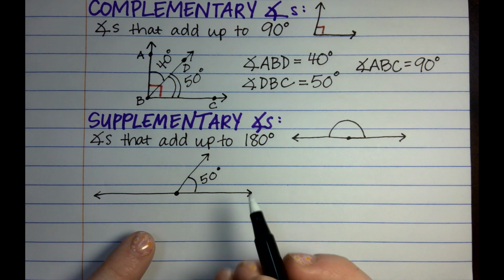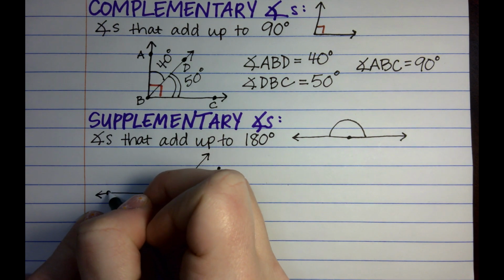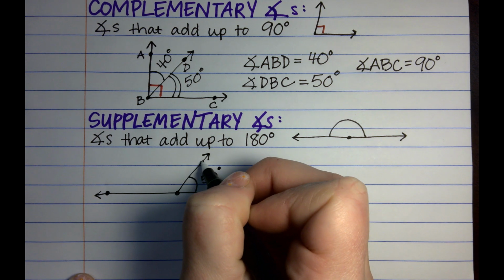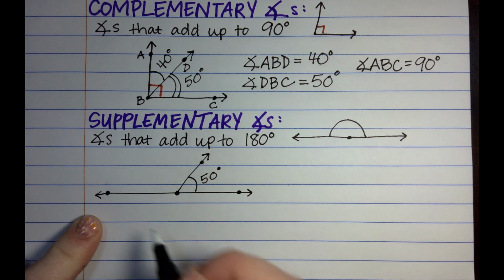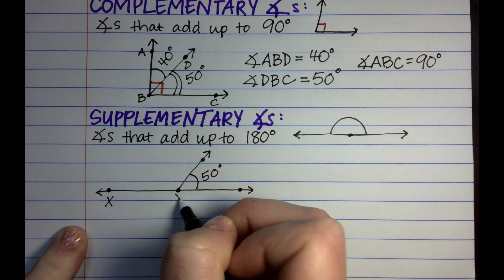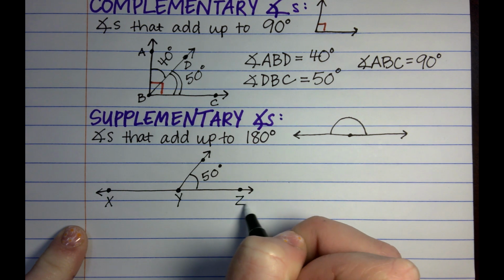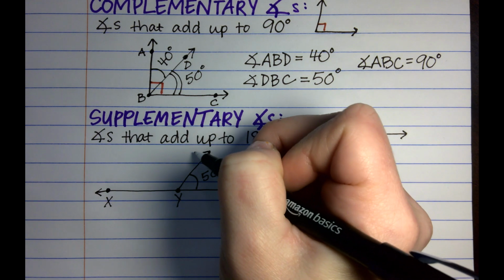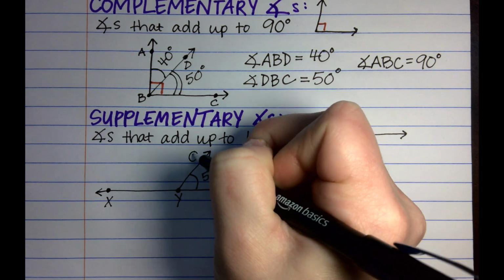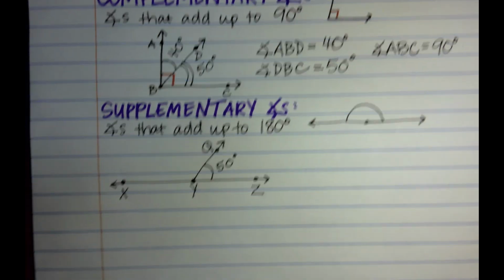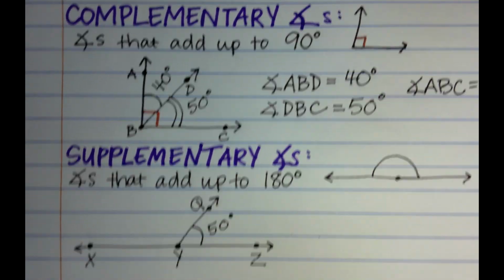Okay, and let's give these names. Let's call them X, Y, Z, and then the one that's sticking out here, let's go, I don't know, Q. X, Y, Z, and Q. Those are the points I'm giving you. Let me zoom in a little so you can see that better.